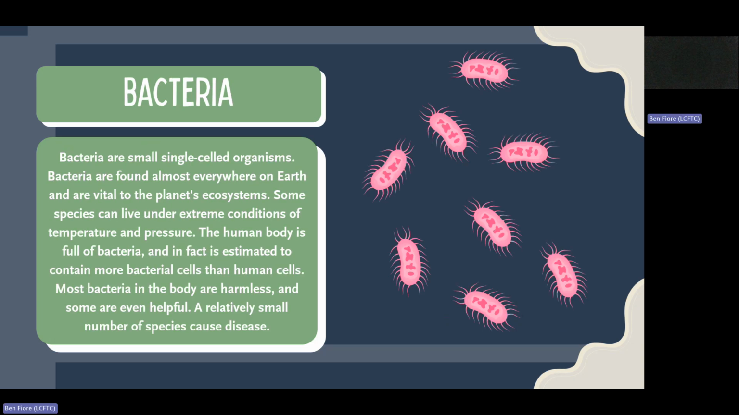Okay, now we're on to bacteria. So these are our two main, when we're talking about communicable diseases, we have viruses and we have bacteria. So bacteria are small, single-celled organisms. Bacteria are found almost everywhere on Earth and are vital to the planet's ecosystems. Some species can live under extreme conditions of temperature and pressure. We see some bacteria species living all the way at the bottom of the ocean next to geothermal vents. So bacteria are truly one of the more foundational species on Earth, and they are incredibly plentiful.